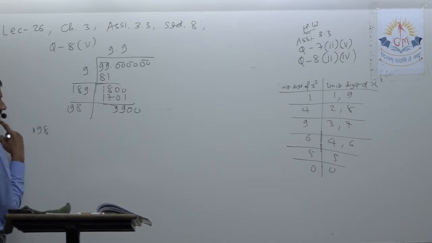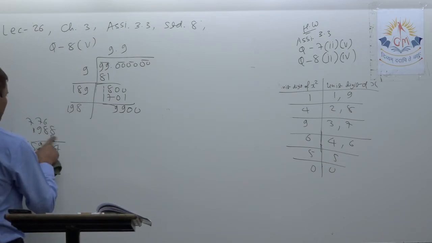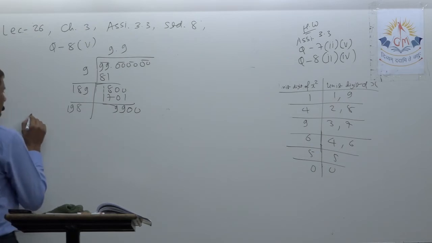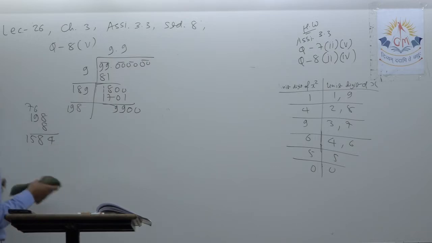So it may be again 8 or 7 like that. 8 eights are 64, 6. 8 nines are 72, 72 plus 6, 78, 7. 8 ones are 8 plus 7, 15. So 1584, 184 into 4.